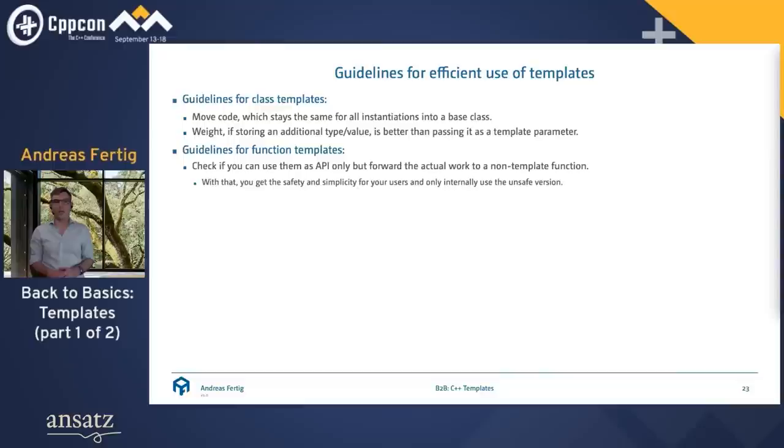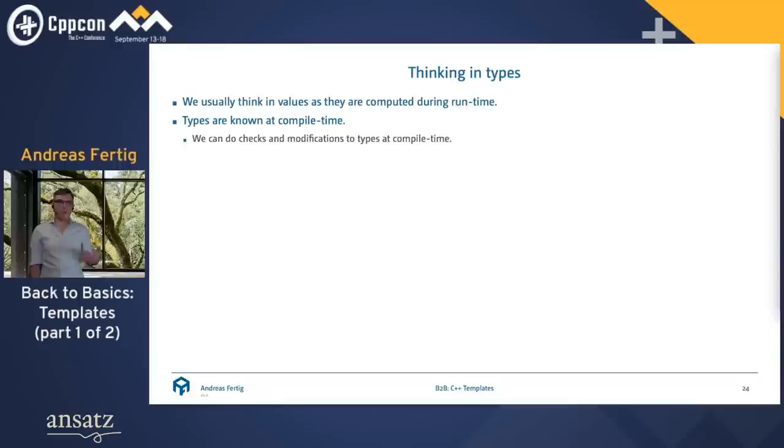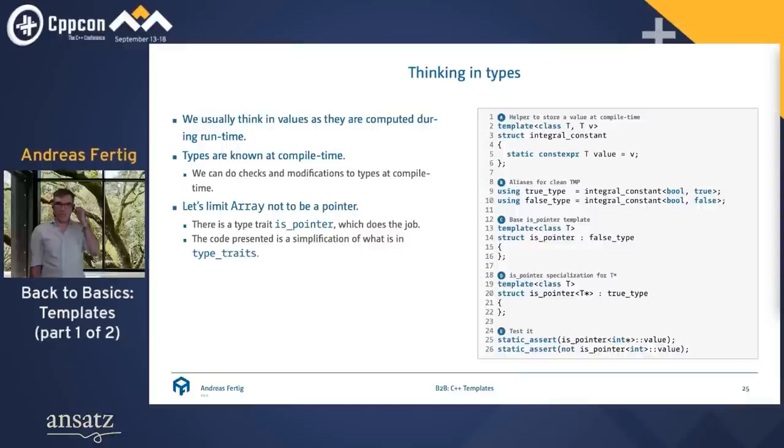We talked a lot about types. You may not have noticed that, but most of the things were about types. How we instantiate a template, it's about types. Sometimes it's about values, but they are known at compile time. And thinking in types can be the following. Because we know the type at compile time, we can do things to it at compile time. We can modify it. We can query its properties. And the example here is that I can check whether a certain type is a pointer.